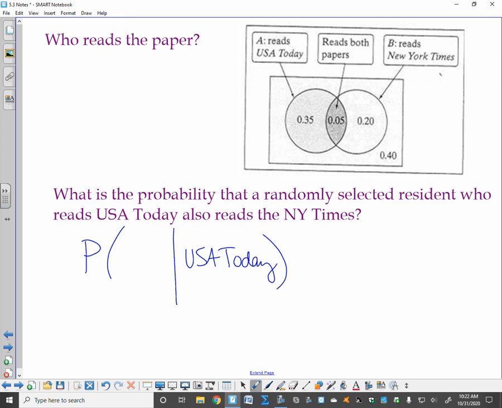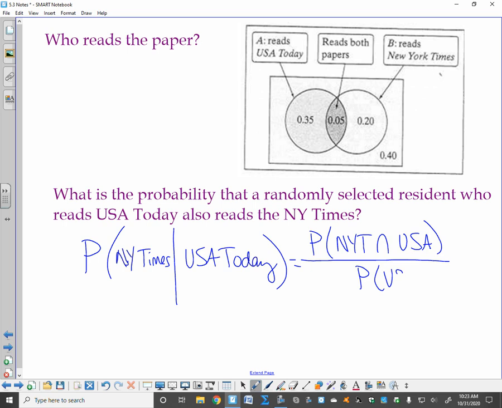Now, some people who read the USA Today read the New York Times, and some of them don't. The point is, I'm not talking about everybody. I'm only talking about the pool of people who read USA Today, and I want the probability of how many of them also read the New York Times. Okay, well, you know the formula. It's going to be the probability of New York Times and USA Today over the probability of USA Today.